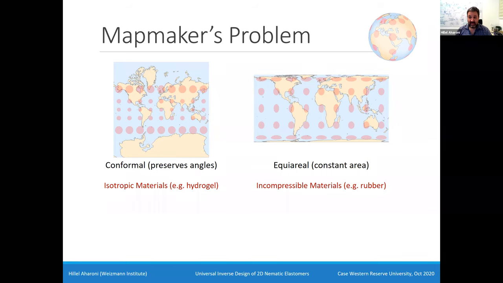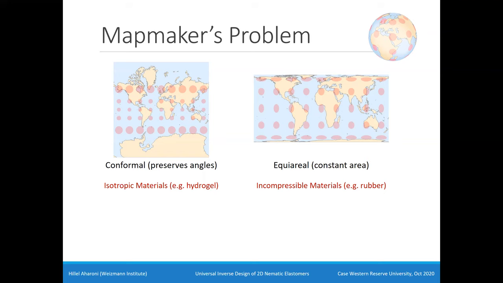Now, going back to the previous problem, if you have a material which is, let's say, hydrogel, where the material can only shrink and expand isotropically at every point. However, you can control by how much it does so at every point. Then you can use this conformal map, let's say the Mercator projection that appears on the screen here, and make a flat hydrogel sheet. And then if you can make each part here shrink according to the size of the circle at that point, then your flat map will become spherical.